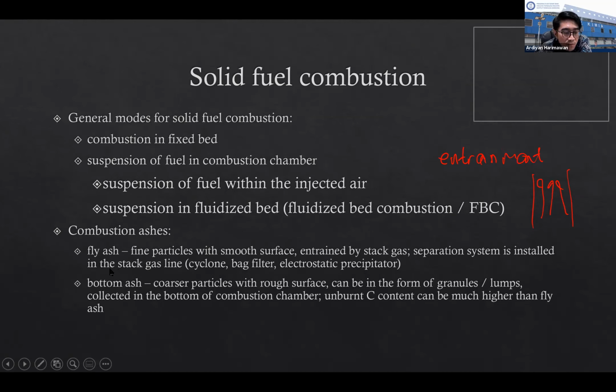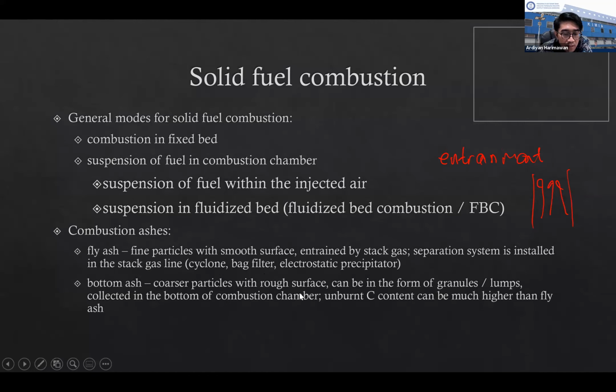Yeah, one is fly ash, the other one is bottom ash. By the name, this is the one that isn't carried away by the flue gas. It stays at the bottom of the combustion system. The particle is bigger, coarser, the surface is rougher, and can be in the form of granules or lumps. So it's big, and it will be collected in the bottom of the combustion chamber.